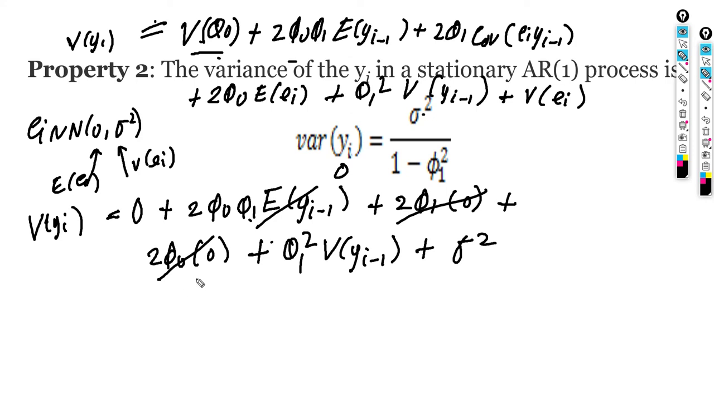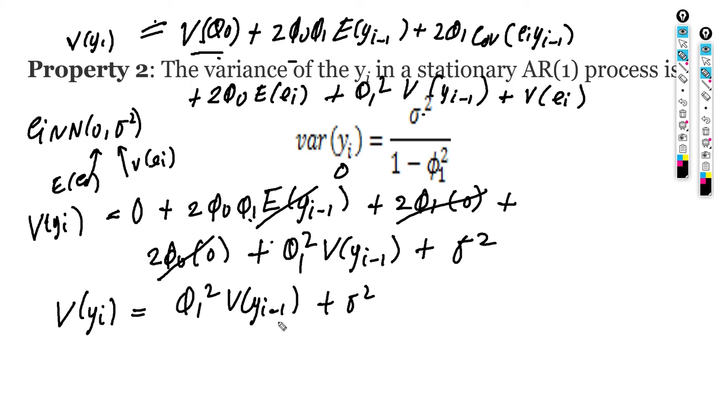So here we have the variance of y_i equal to phi_1 squared multiplied by the variance of y_{i-1}, plus sigma squared. This is the final answer.